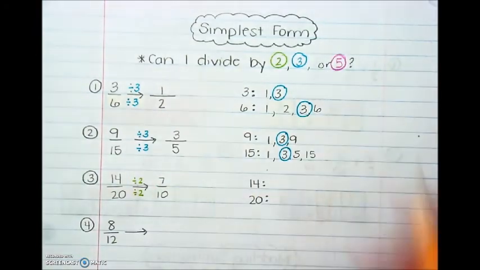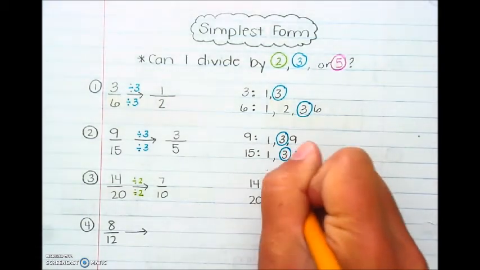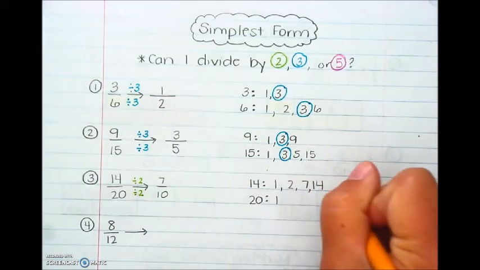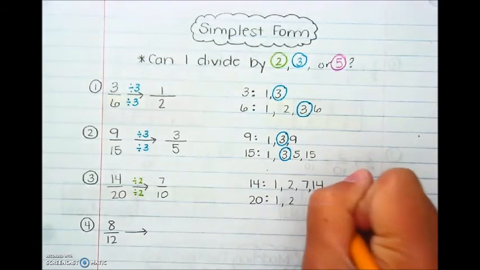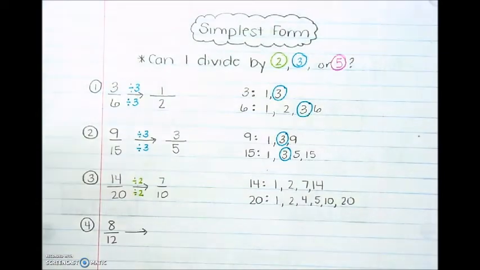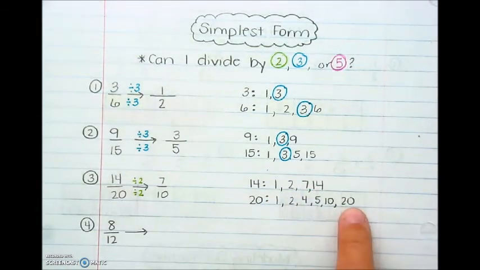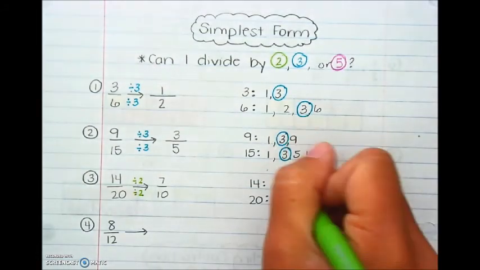And if I check my factors, to get 14, I need to multiply 1 times 14 or 2 times 7. And to get 20, I need to multiply 1 times 20, 2 times 10, or 4 times 5. So now when I'm looking at those lists, even though I have quite a few more factors, I only have one number in common, other than the 1, of course, and that's the 2.